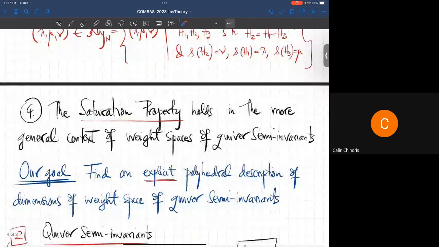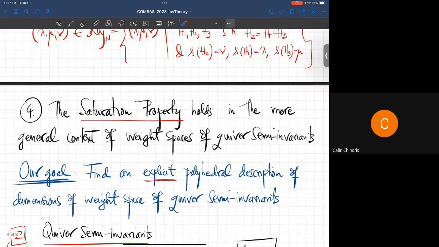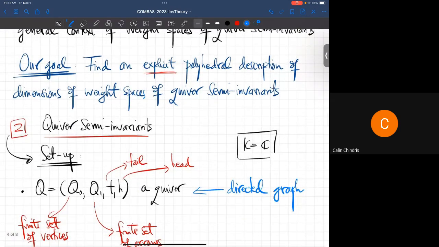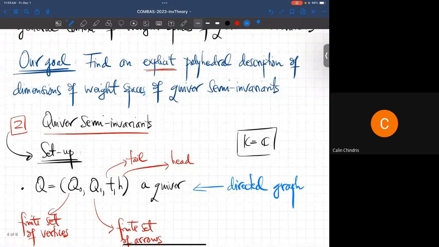And so our goal is, given a quiver, a dimension vector beta, and a stability weight sigma, to find an explicit polyhedral description of the dimensions of the weight spaces of quiver semi-invariants. So let me switch gears and talk about quiver representations. In fact, I won't touch quiver representations, but let me very quickly introduce quiver semi-invariants.